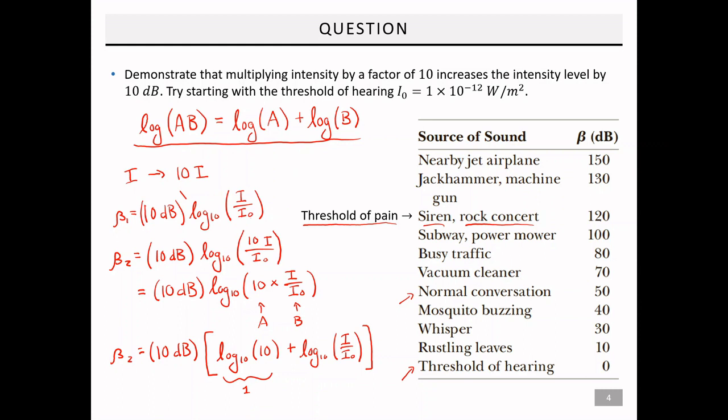Note that the threshold of pain is not the same as when sound can start to damage your ears. As I'm sure you've heard, if you listen to loud music over a long period of time, then that can damage your hearing. And you usually will not listen to music at the threshold of pain. So actually listening to music below 120 decibels for a prolonged period of time can cause damage to your ears.